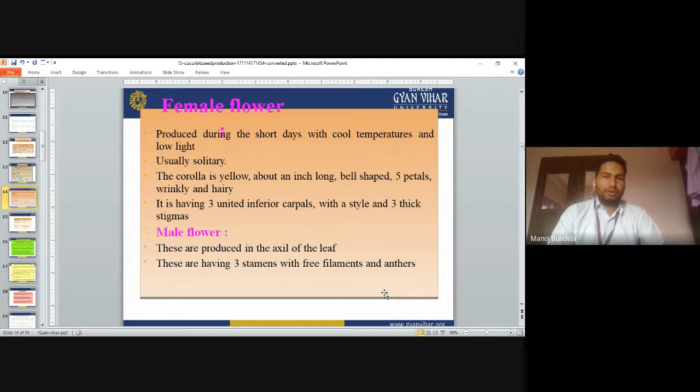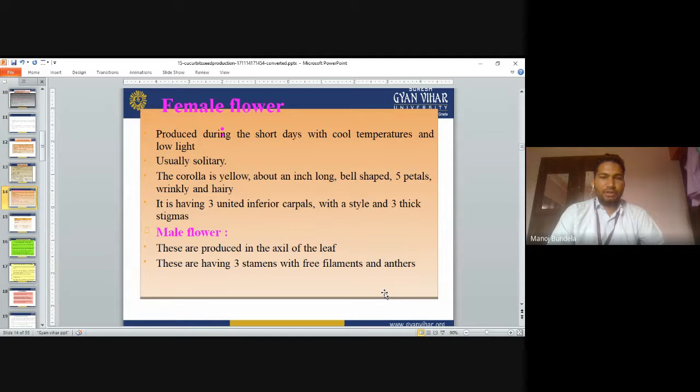Female flowers are produced in short days with cool temperature and low light. Female flowers are usually solitary. The corolla is yellow, about an inch long, bell-shaped, with 5 petals, wrinkly and hairy.